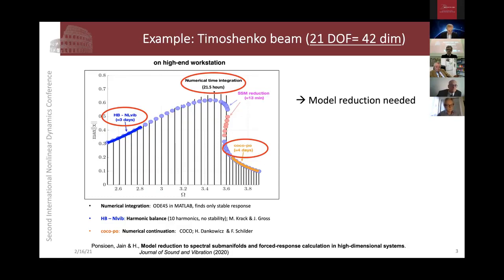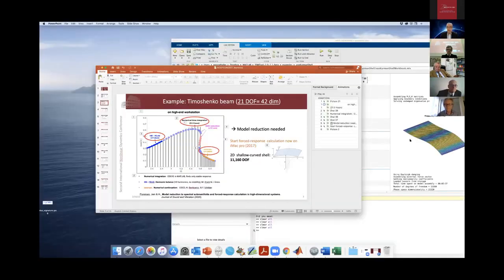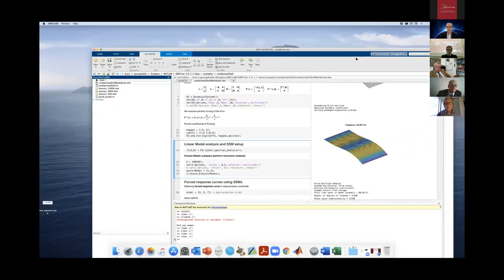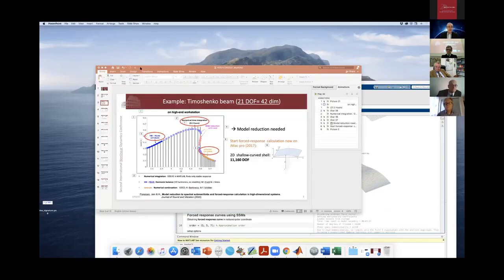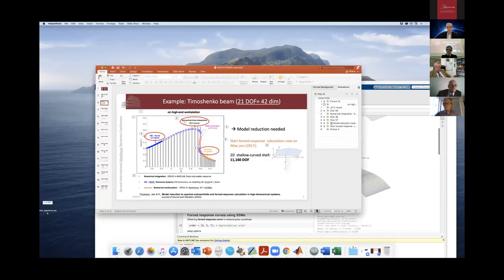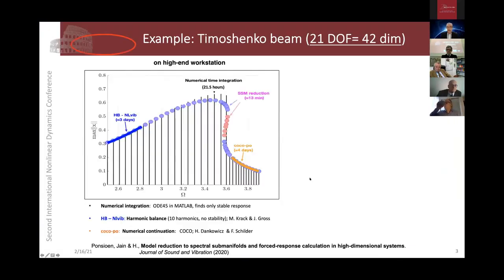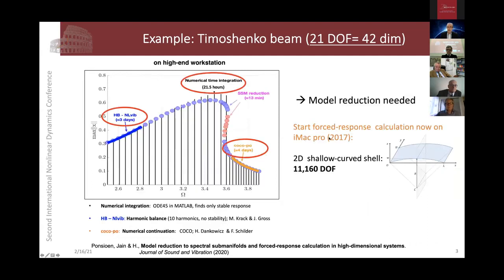And this is the point where I wanted to start a calculation, if you allow me, to which I will come back later. But I just remember I started it now. This is a plate or shell problem, and I'll get to the details of how exactly that calculation is running. But remember, I started it now. The calculation is about this forced response calculation on an iMac Pro in my office. It's a desktop.